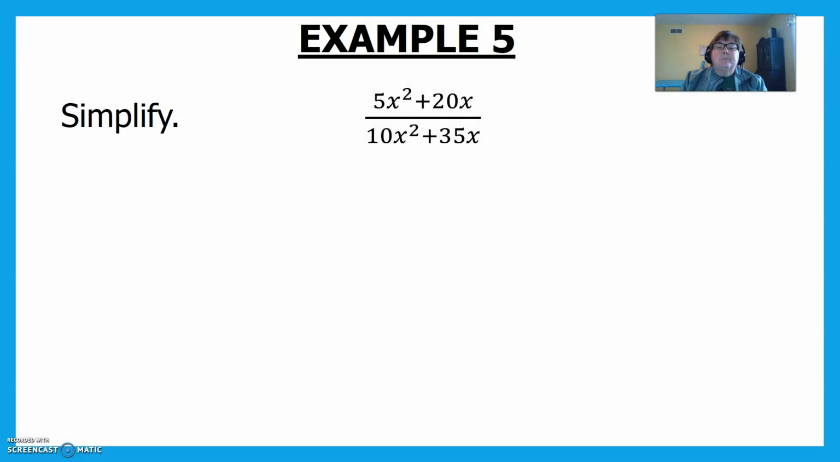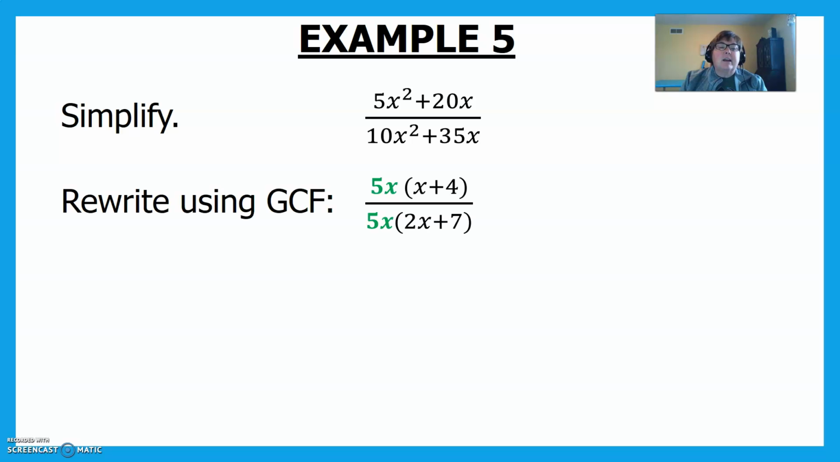Example 4. Same kind of problem. I'm going to have to factor out something. I'm looking for what they both have in common. Looks like on the top, they both have an x, and the GCF between 5 and 20 is 5. So I'm going to pull a 5x out of the top, and I look at the bottom, 10x squared and 35x. They both have an x, and the GCF of 10 and 35 is also 5. So I pull out a 5x, and then I put what I have left.